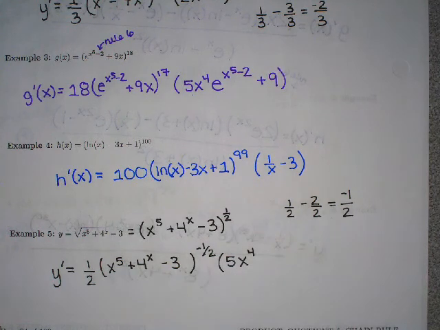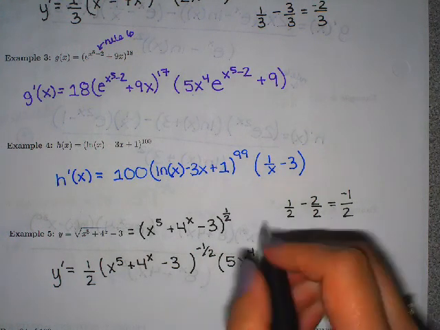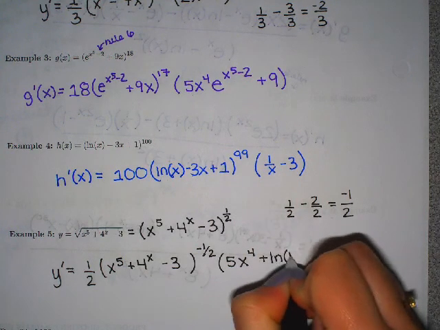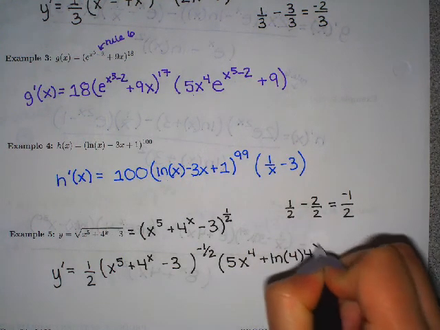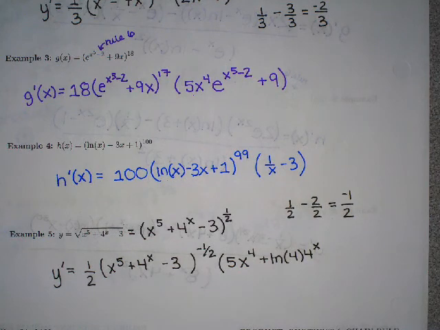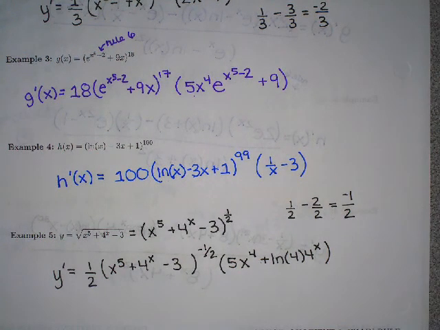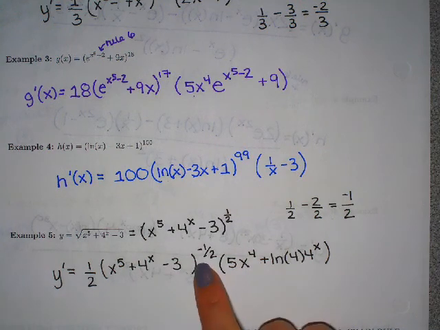And then last step, multiply by the derivative of the inside. 5x to the 4th is the derivative of x to the 5th. What's the derivative of 4 to the x? It is ln of 4 times 4 to the x. That's our Rule 7. And then the derivative of negative 3, it's a constant. So it has a derivative of 0.